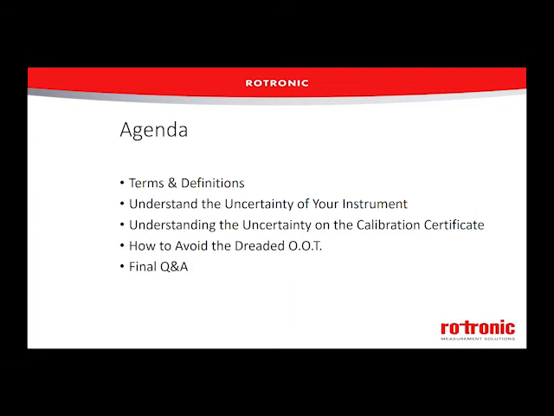After that, we'll go into the calibration uncertainty and the uncertainty that we find on our calibration certificates. Hopefully most of you are getting certificates that are providing the uncertainty, and we'll talk about why it's important. Then we'll move into a slightly different topic, but ways for us to avoid out of tolerances on our instruments when they get sent in for calibration. And this in many ways relates directly to uncertainty analysis.